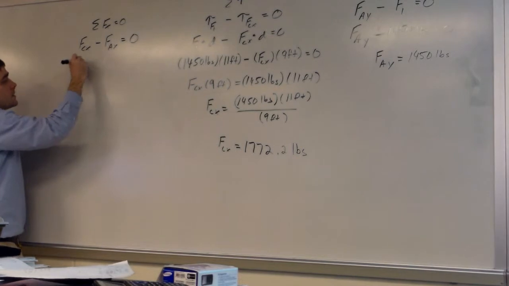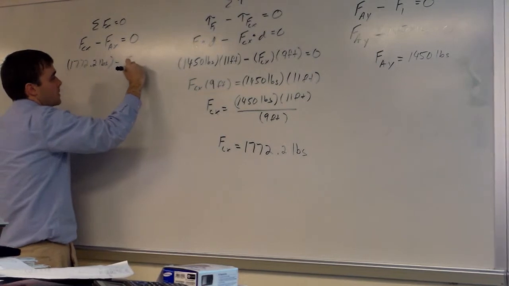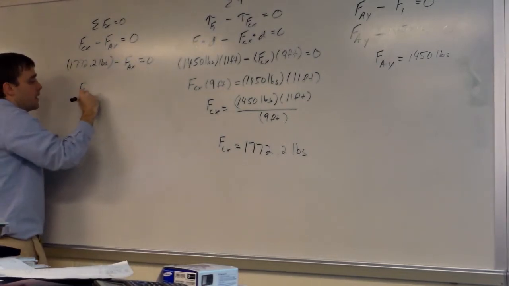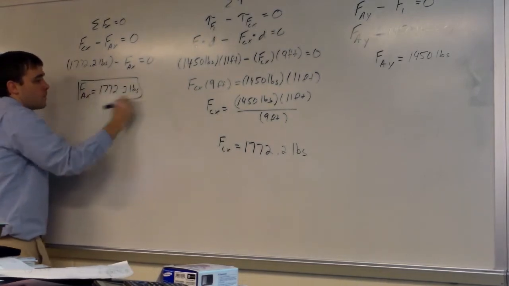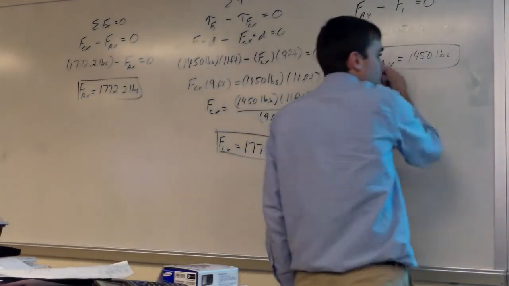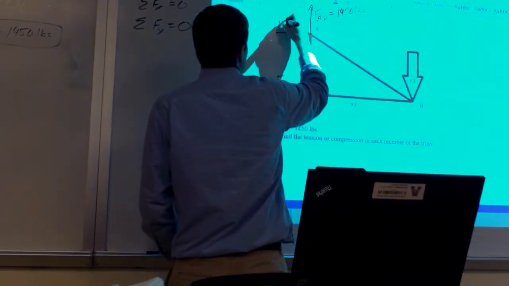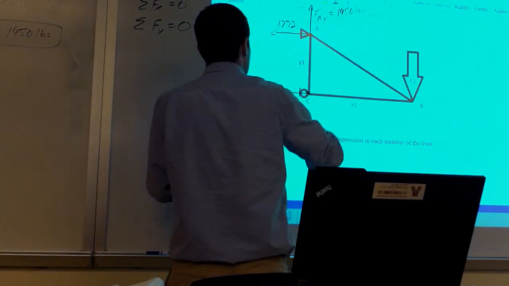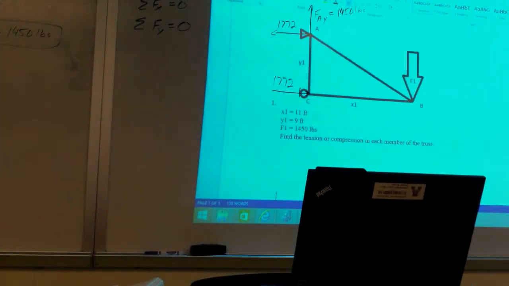So you get 1772.2 pounds minus FAX equals 0. So FAX equals 1772.2 pounds. So those are our forces on those joints. I'm going to draw them in this diagram here. FAX is 1772, FCX is 1772. Any questions on that first part? You guys all feel like you could do this right now?